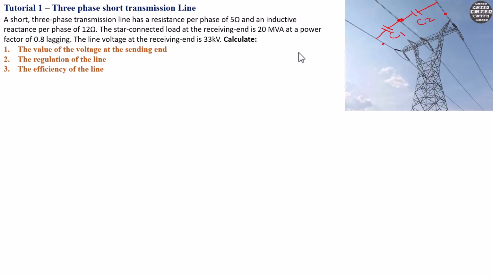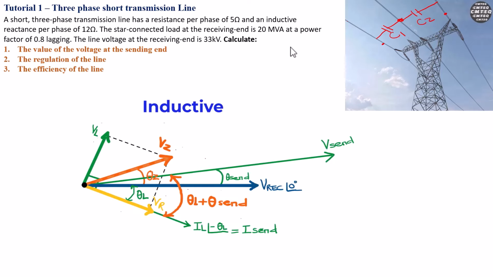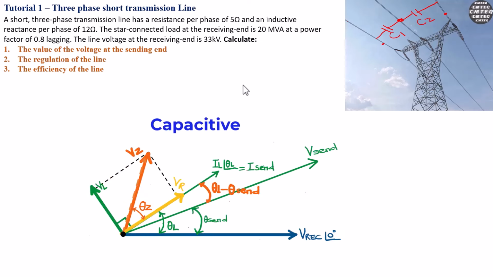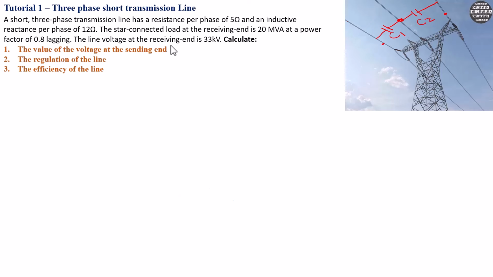Now, a while back, I did a series of tutorials where we discussed steady state operation and drew a phasor diagram for a short transmission line with either inductive, resistive, and capacitive load. I really recommend that you watch those tutorials if you want to understand how a short transmission line basically operates. So without any further ado, let's get started and determine the value of the voltage at the sending end for this transmission line.